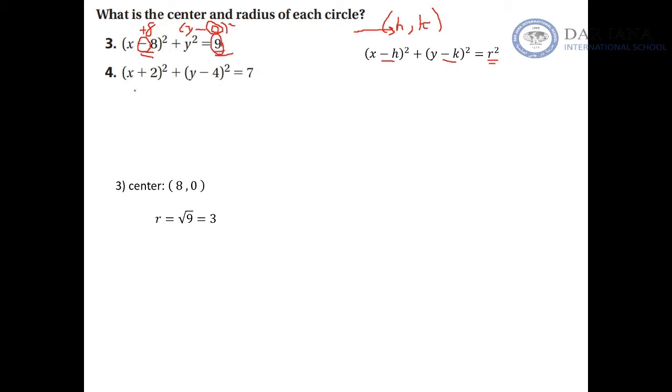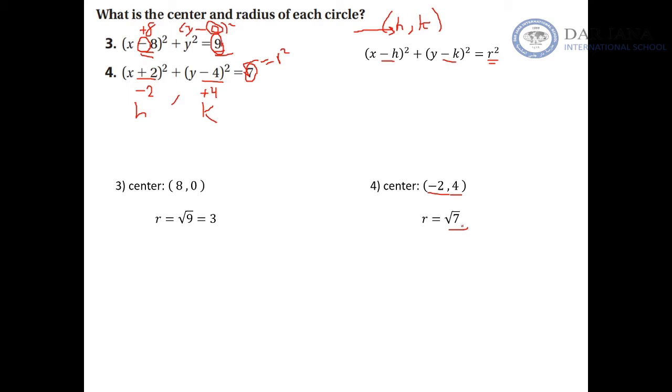Now, doing the same thing for number 4, I have positive 2, I have to flip the sign, which means it will become negative 2. I have minus 4, flip the sign, positive 4. These are the coordinates h and k of the center. And 7 is the square of the radius. This is r squared, which means if I want to calculate r, I have to take the square root. So the answer of number 4 is (negative 2, 4) for the coordinates of the center, and radical 7 as the radius. Unless otherwise mentioned, which they didn't mention here, it's preferred to keep it as a radical. I don't have to change it into a decimal.